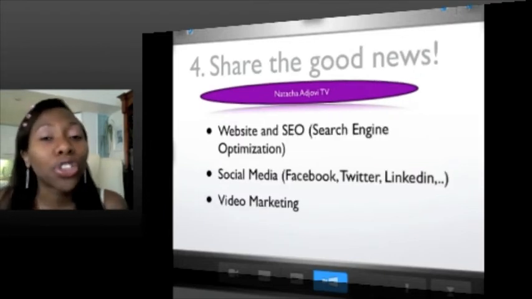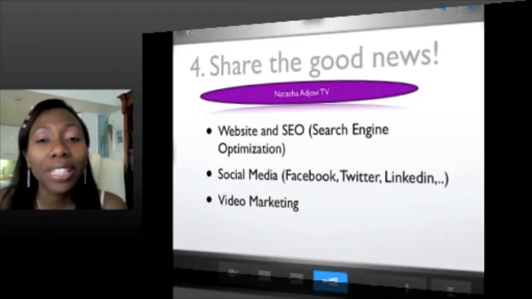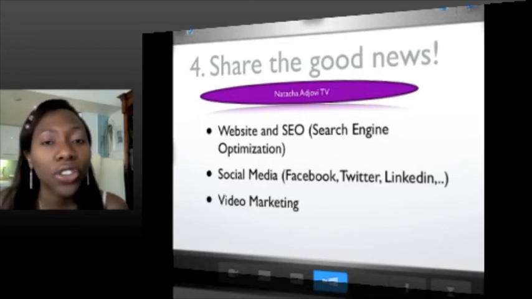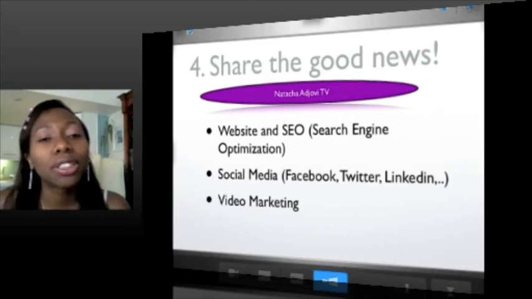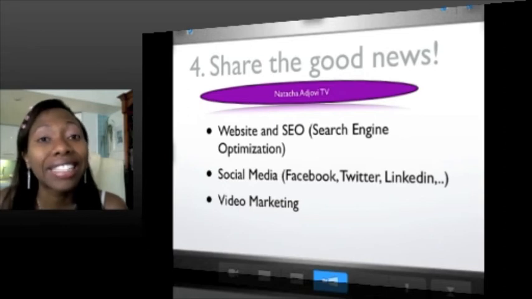And of course, the fourth step is share the good news. So you can use a website, you can use search engine optimization, so the right keywords, the right titles. There's lots of things you can do to make sure that if someone Googles something that you are passionate about, you can come out on top of that. But to be honest with you, SEO is not an easy task, and it can take a long time.